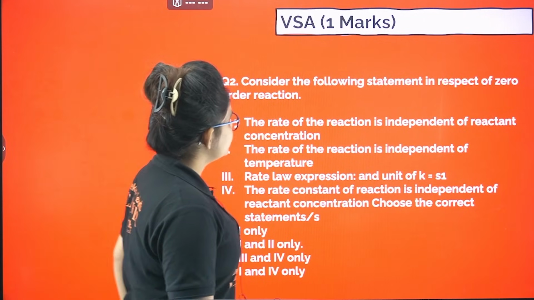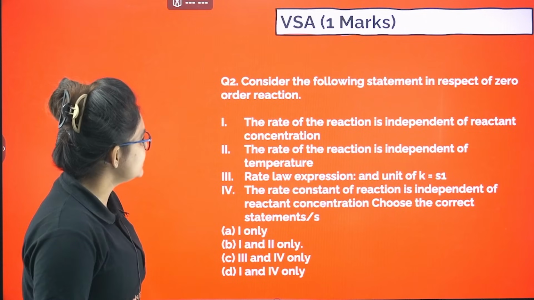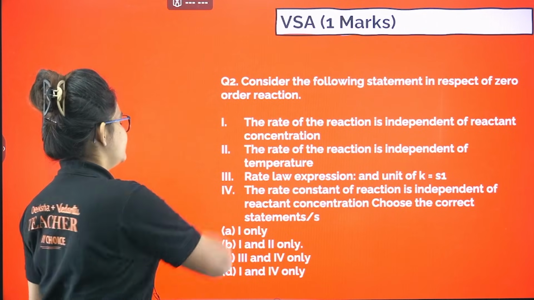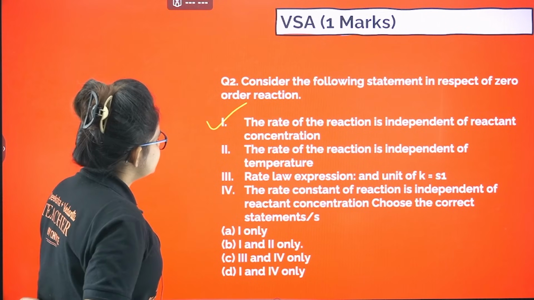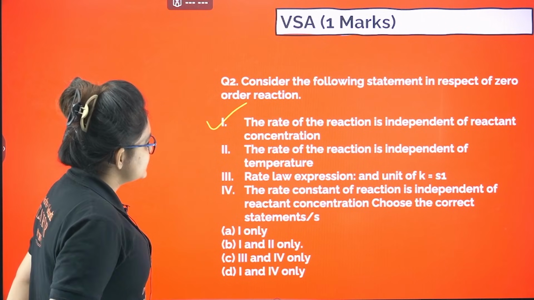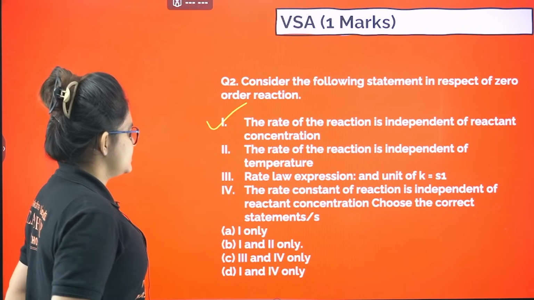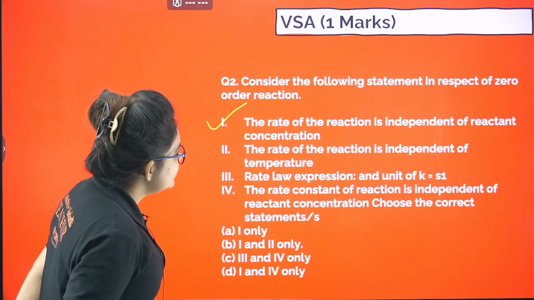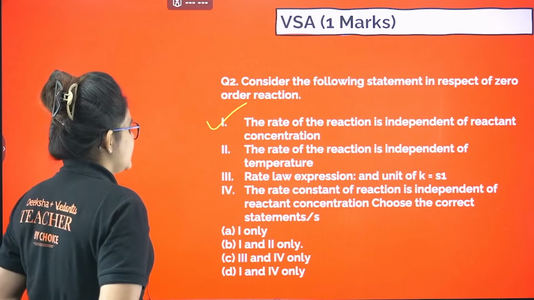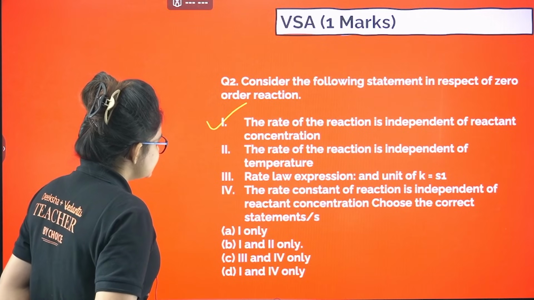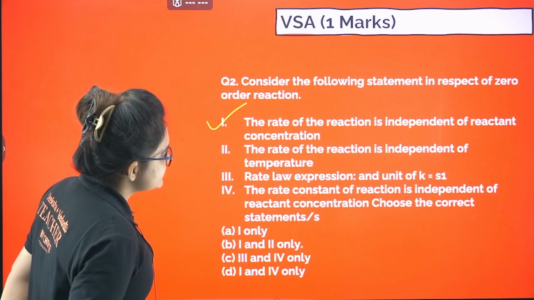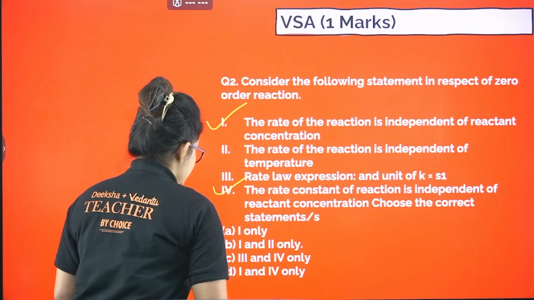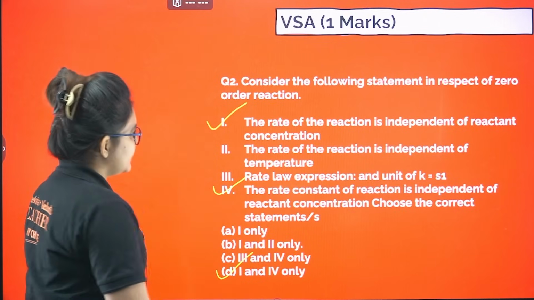Okay, so here comes the next MCQ. Consider the following statements with respect to a zero order reaction. The rate of the reaction is independent of reactant concentration. Definitely it is true. Next, the rate of the reaction is independent of temperature. No, it's not true. Next, in the rate law expression, the unit of K is s power minus 1. No. Next, the rate constant of the reaction is independent of reactant concentration. Yes, that is true. So option D is going to be the correct one.